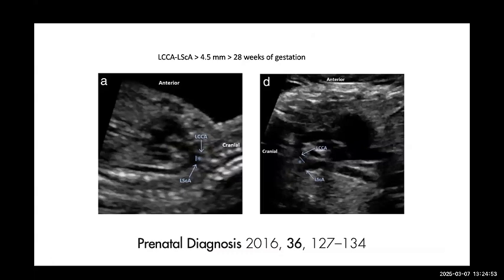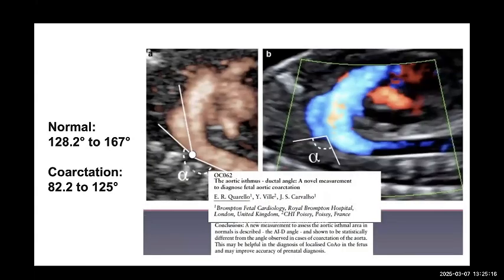And this is what I was talking about. Some authors assessed the distance between the left common carotid and left subclavian artery. There is a value which has been assessed above 28 weeks, and babies with coarctation can have an increased distance between the two vessels. Another group of authors assessed the angle between the aortic arch and the ductal arch, and a more acute angle is to be seen in a baby with coarctation.